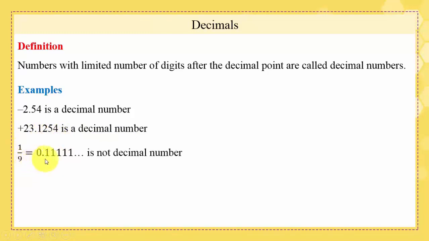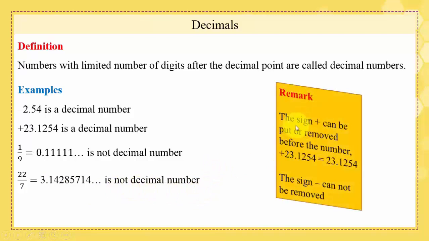1/9 is equal to 0.111... Look for the decimal part. It is unlimited. The division is not ended. Then it is not a decimal number. 22/7 equals 3.142, etc. Look for the decimal part. It is not ended. It is unlimited. Then this is not a decimal number.